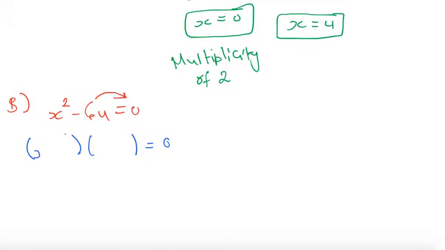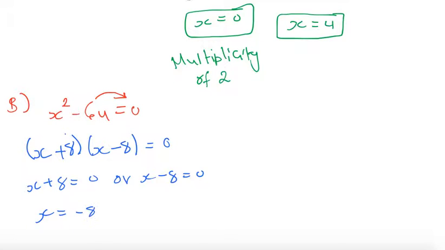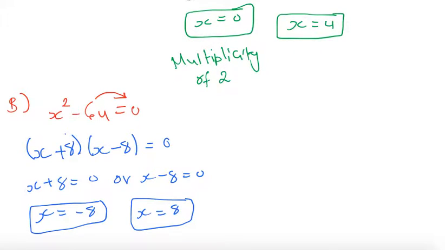So x^2 becomes x here, x there. For 64, the square root of 64: you think of a number, you multiply it by itself, you get 64, and that number of course is 8. One time it's plus, the other one is minus. That means x plus 8 is equal to 0, or x minus 8 equal to 0. That gives you x equals minus 8, that's your first answer, or x equals positive 8. So you have two solutions.